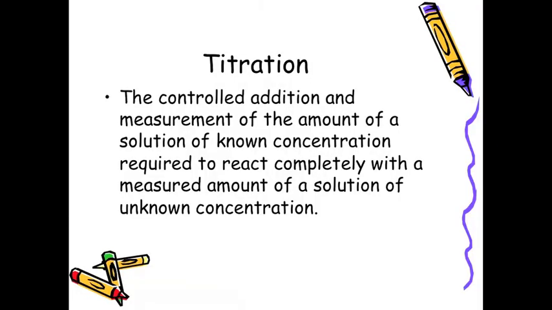So the way these indicators are used is through a process called titration. Titration is the controlled addition and measurement of the amount of a solution of a known concentration required to react completely with a measured amount of a solution of an unknown concentration. Now, to simplify that definition, titration is basically taking a given solution of a certain pH and adding a more acidic or basic solution to neutralize it and tracking how much it takes to neutralize it in the process.